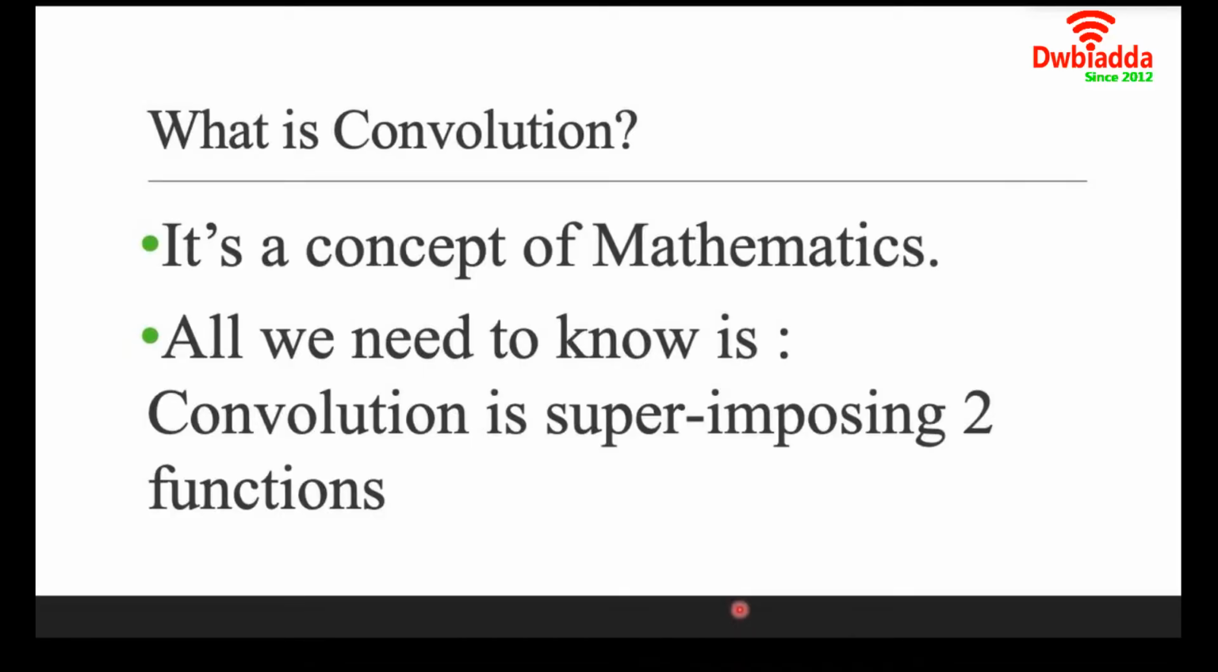So what is convolutional neural network? First thing you have to understand is convolution. Convolution is a concept of mathematics. As we all know that convolution in mathematics is almost like a multiplication of two functions, but it's slightly different from the concept of neural network perspective. All we need to know for now is convolution is superimposing two functions.